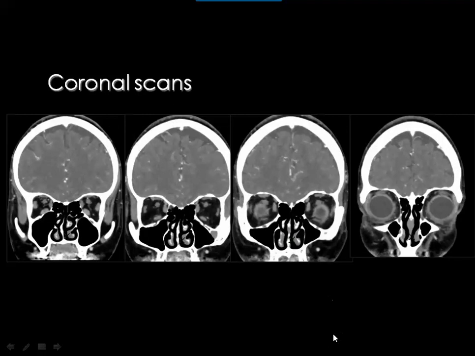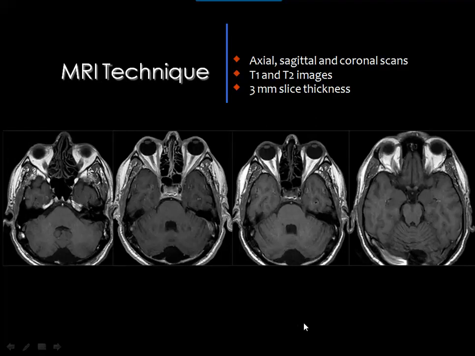Then in the coronal images, you are able to see all the muscles, and this is the inferior rectus, the lateral rectus, the medial rectus, the superior rectus levator complex, and this is the optic nerve. Then while you go from posterior to anterior, you will meet the globe, and also you will see the lacrimal gland.